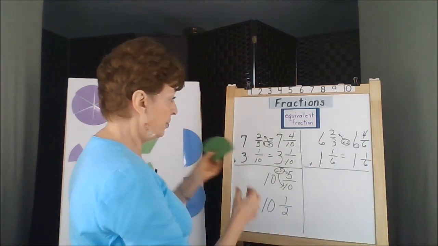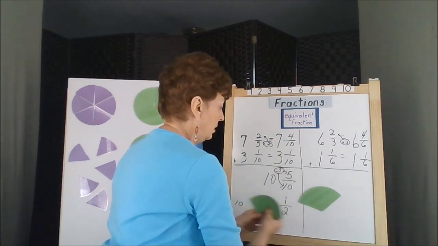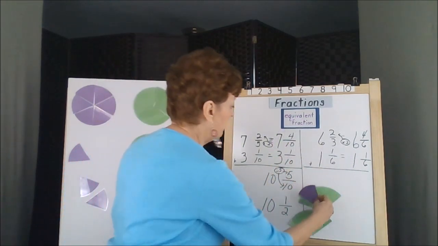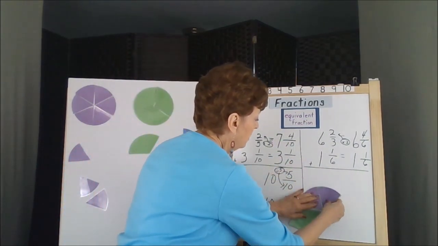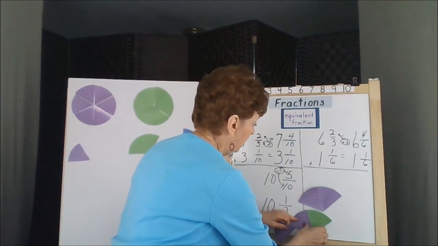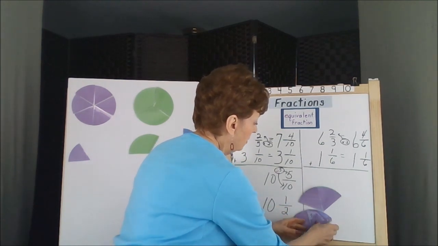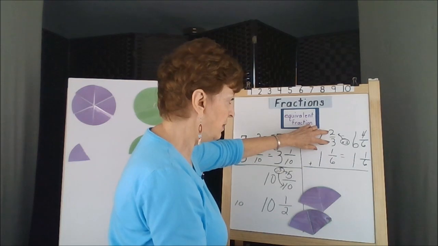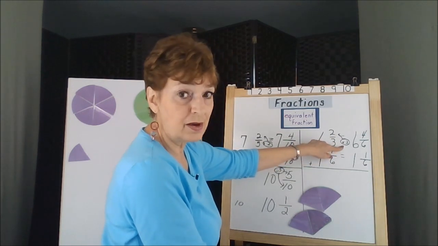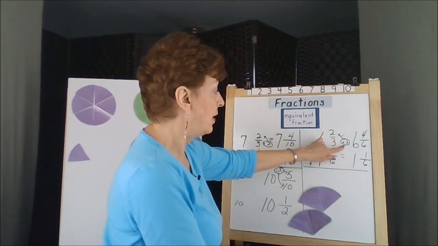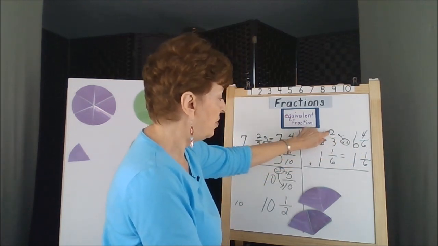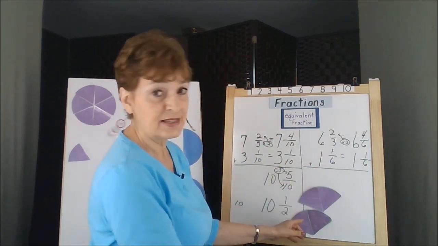If we had 2/3, we could fit our 6 over the top of it. 1, 2, 3, and 4. So 2/3 was the same as saying 4/6. That's what we're doing here. Mathematically, though, we're doing it by multiplying. Whatever 3 multiplies by 2 in order to get 6, the 2 has to be multiplied by 2 to get the 4. That's how you do it mathematically.